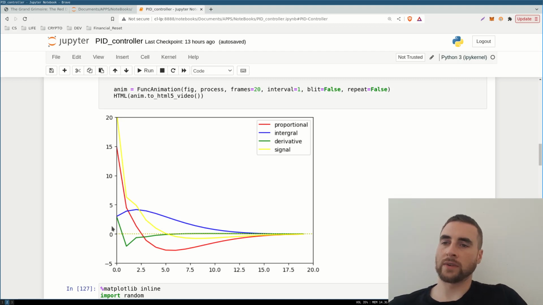And the derivative is the gradient of the error. So when we start out, the gradient will be positive. So then when we overshoot, the derivative inflects, and then again it converges on 0.